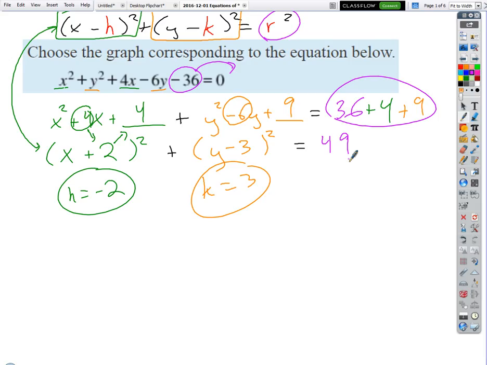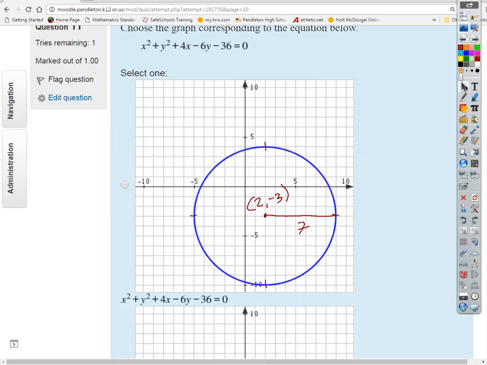Okay, so now compare that to the standard form. 49 is equal to what? r squared. So if r squared equals 49, what's r? 7. We got it, right? That's it. So we know the radius, we know the coordinates of the center, so let's go find this. Negative 2, 3, radius of 7, right?